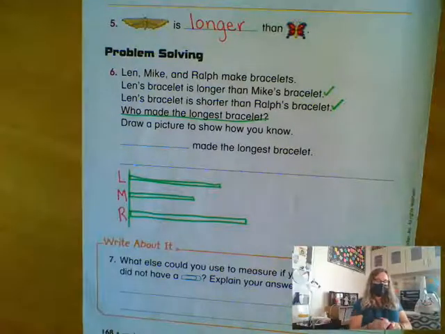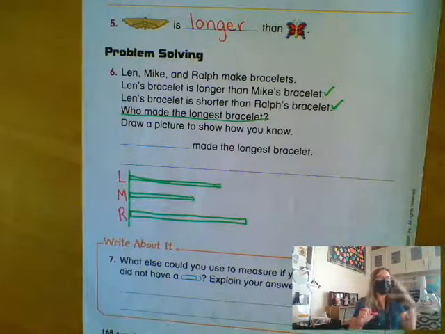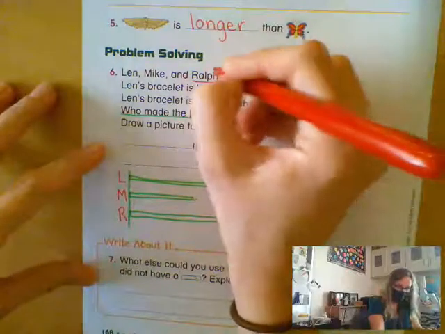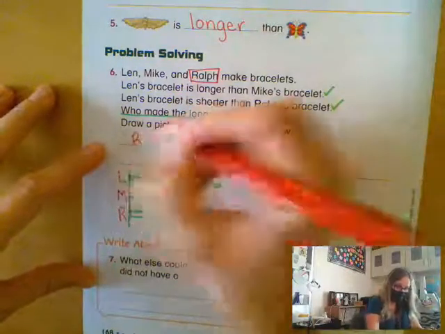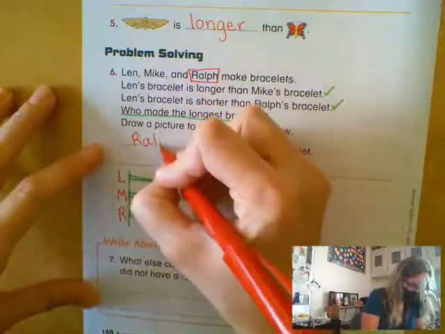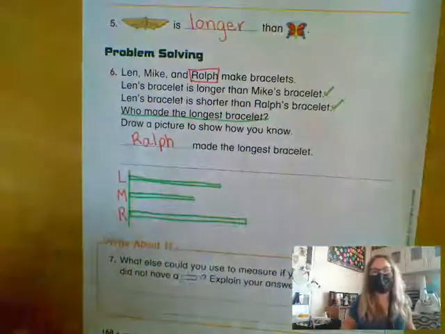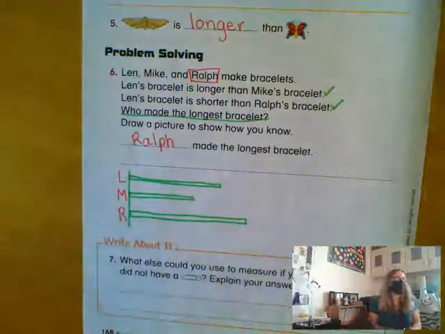Ava June? Ralph. Good job. So here's the name Ralph. You can write that on the line. Ralph made the longest bracelet.